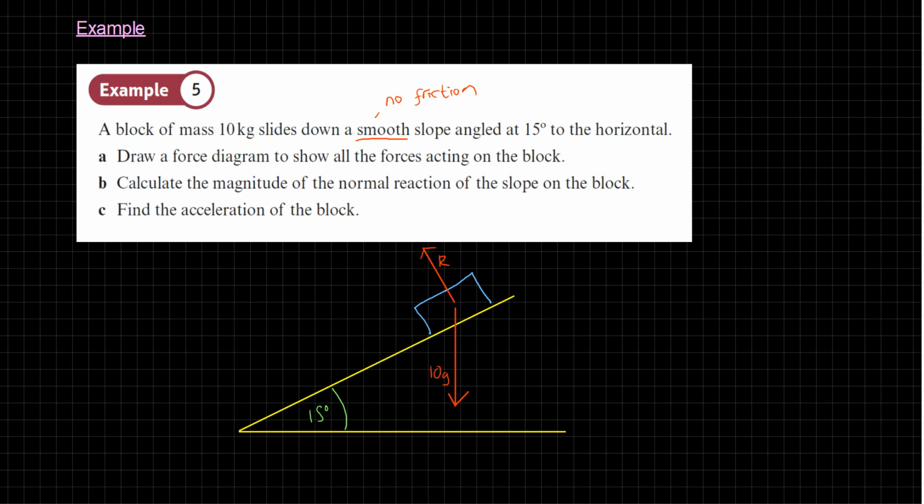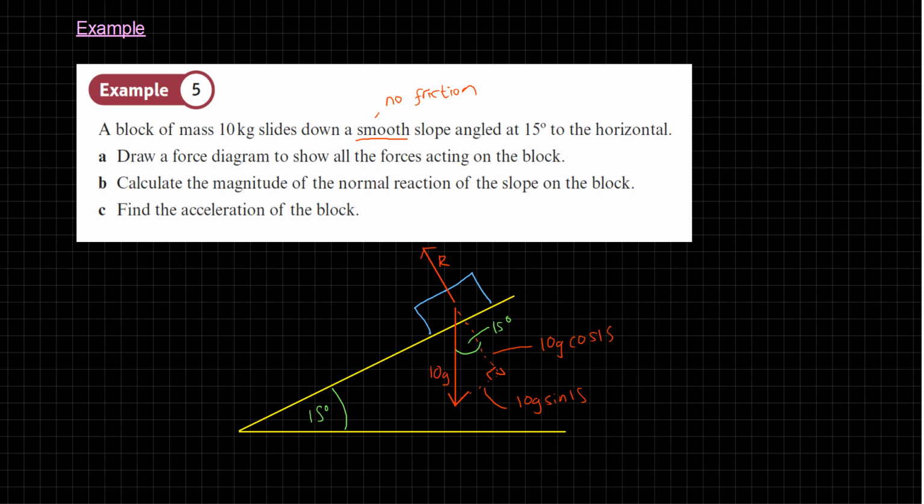B, calculate the magnitude of the normal reaction. Okay, so the way we're going to do this is by splitting up components. So we split up the component of the weight. 90 degrees there. What's this angle here? It's going to be 15 degrees. And then, therefore, this component is hypotenuse 10g times cos 15. This component is hypotenuse 10g times sine 15.